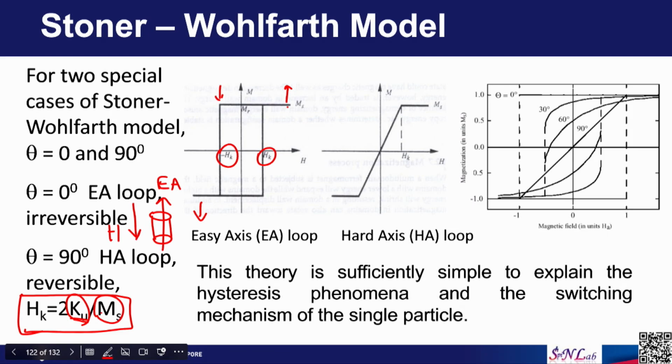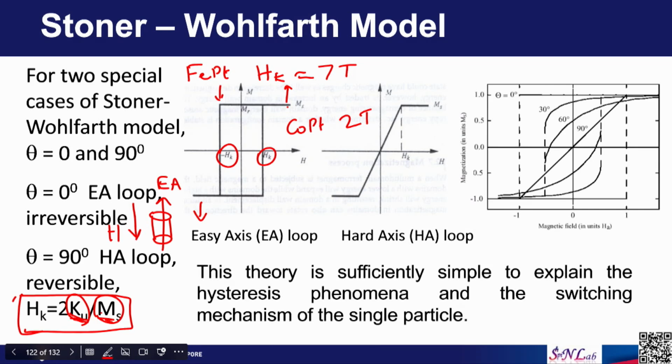So, some materials like iron, platinum have Hk as high as 7 Tesla. Some materials like say cobalt, platinum alloy for example, they may have 2 Tesla Hk. So, depending on the Ku and Ms, this Hk may vary.